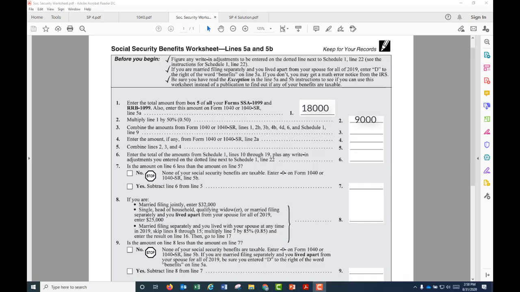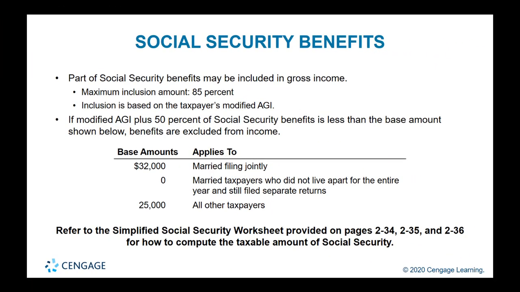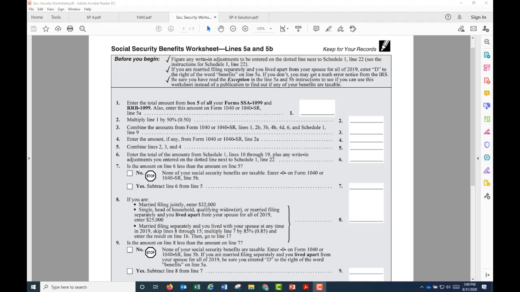Line 8, depending on the filing status, we will enter the base amount. It's either $32,000 or $25,000, or we skip it. In this case, it's $25,000 as the base. For your reference, recall the base amounts when we look at this slide here. Here's $32,000 for married filing jointly, $25,000 for all other taxpayers. We compare the amount of modified AGI plus half of the Social Security benefits. We compare that to the base, okay? And benefits are excluded from income if it's less than the base amount. Continuing on.